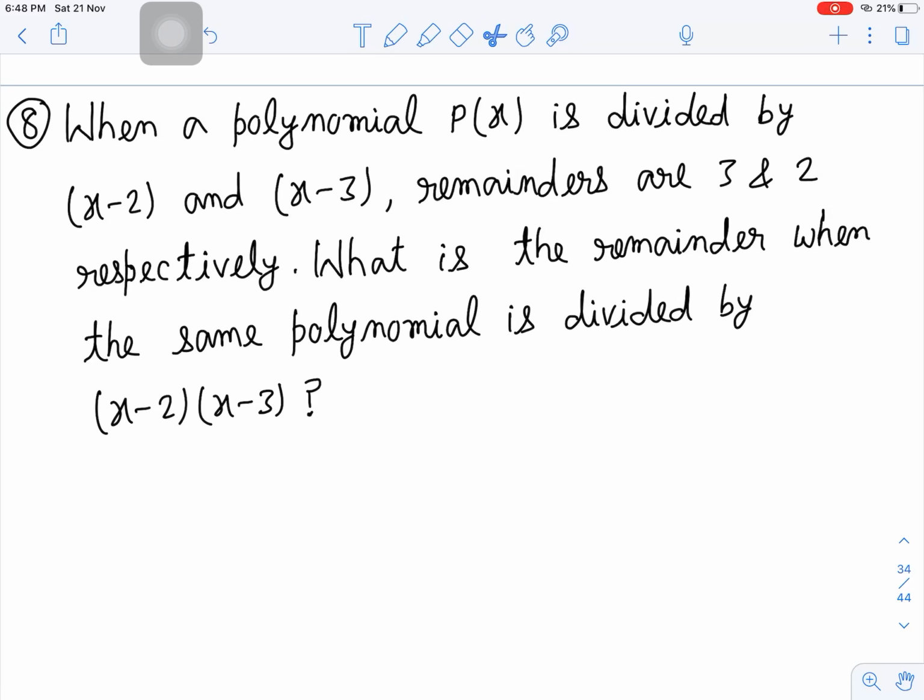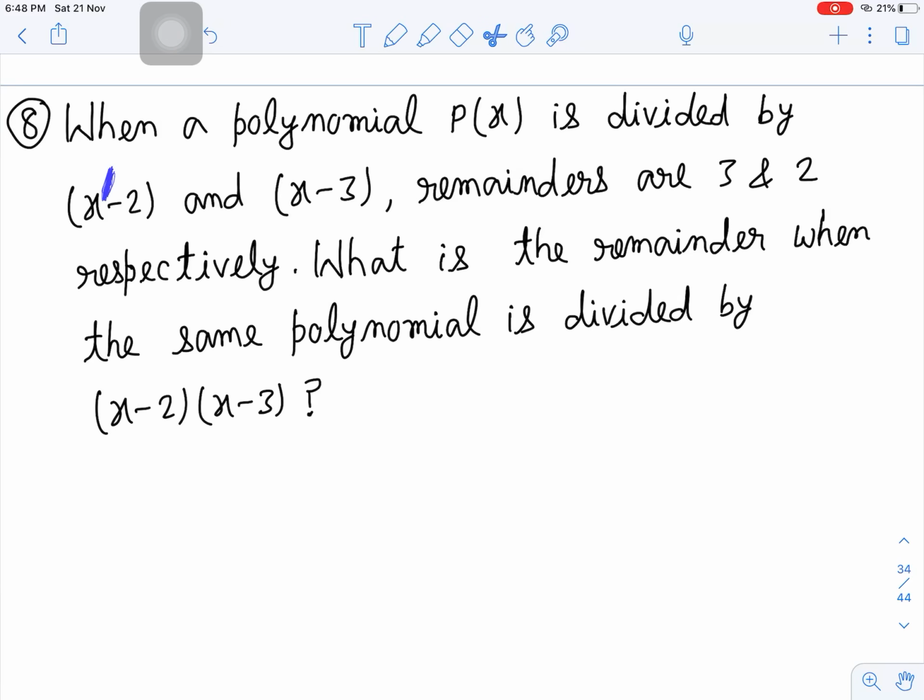According to the remainder theorem, whenever we divide a polynomial by a linear polynomial, what is the degree or highest power of the linear polynomial? It is 1 in both the cases. Then the degree of the remainder is always lesser than the degree of the divisor. So the degree of the divisor is 1, then the degree of the remainder is less than 1, which is the only whole number, 0.